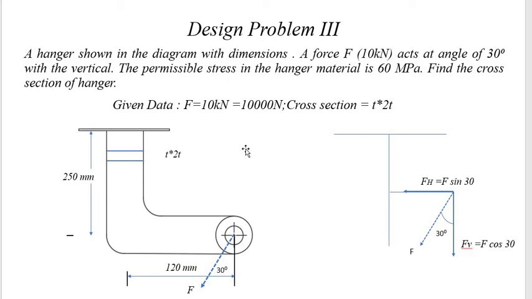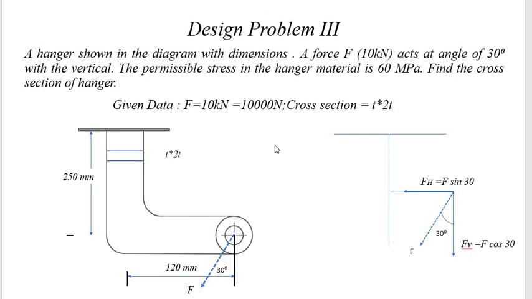Design problem 3. Here we have been given a hanger. This particular hanger is subjected to a force which is acting at an angle of 30 degree, and this force is making an angle 30 degree with the vertical. Here we have to calculate the dimensions of the cross section. Let us study the problem statement.